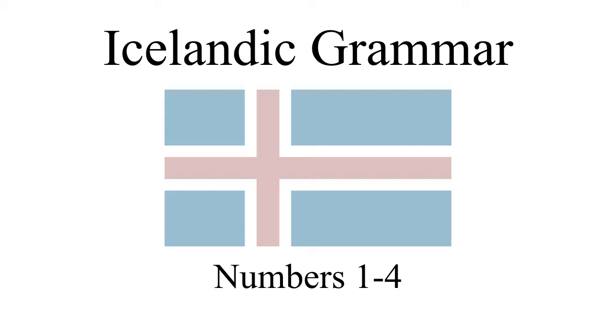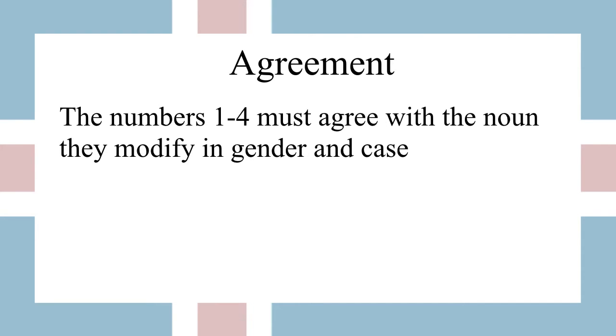So let's talk about the first rule for the numbers 1 through 4, and that is agreement. Specifically, the numbers 1 through 4 must agree with the noun that they're modifying in gender and case. Now, as you know, Icelandic has 3 genders, masculine, feminine, and neuter, and 4 cases, nominative, accusative, dative, and genitive.